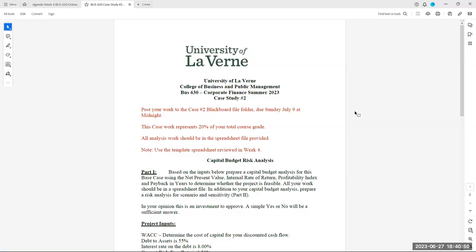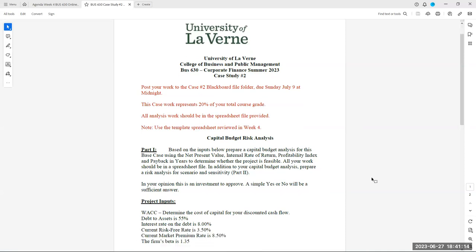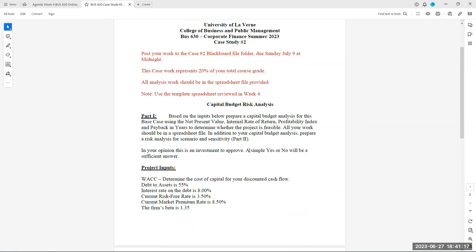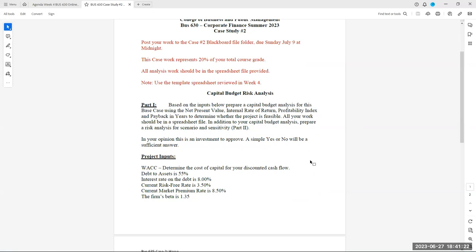Here is the case right now, and I know for some of you this might be a little bit overwhelming or a little bit confusing seeing this for the first time. That's what we're going to be doing. Remember, over the next 2 weeks, we'll be preparing for this case. Some of you might be able to start into it definitely by this weekend, after you see my Friday update video and what we discuss in this video. You're doing a capital budget risk analysis to determine the net present value, internal rate of return, profitability index, and payback in years of this investment. You are to do two things.